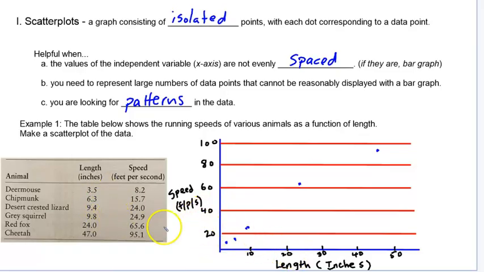So really do not connect them. If you're asked to make a scatter plot, you just plot the points, leave them unconnected or isolated, and there you have it. And again, just a reminder, make sure you label the axes accordingly.